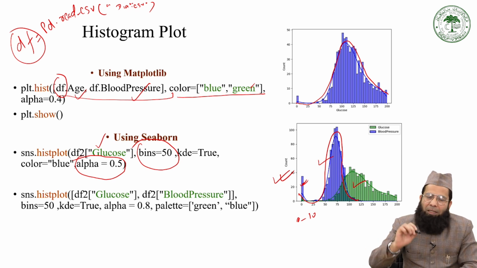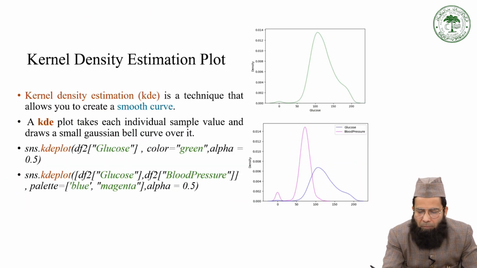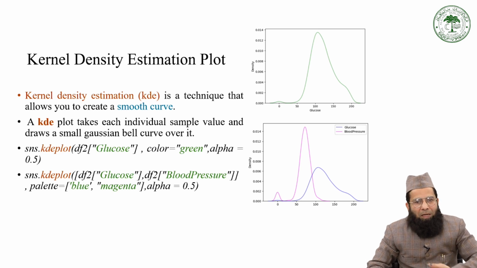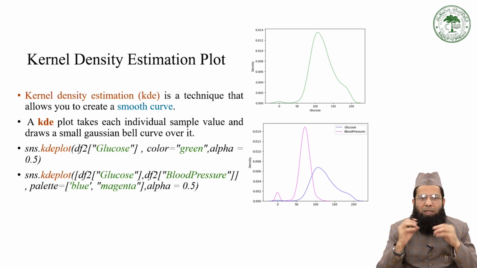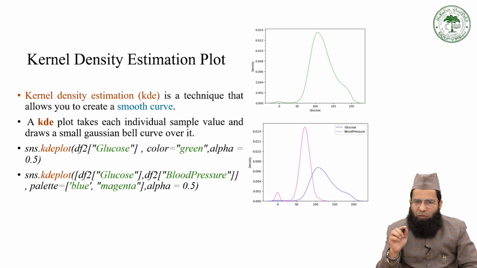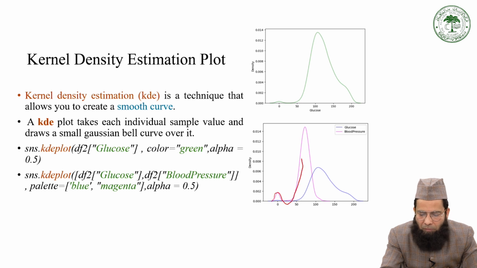So the kernel density estimation curve actually talks about where there are certain low values and high values. Kernel density estimation is a technique that allows you to create a smooth curve, right? A KDE plot takes each individual sample value and draws a small Gaussian bell curve over it, like in this manner.